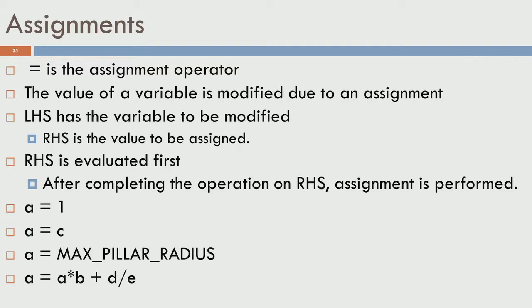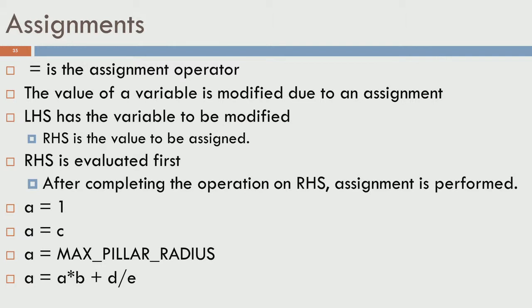The way it works is the left hand side is the variable to be modified and the right hand side is the value to be assigned. So, you have variable name equals value. If you have a equals 1 as the assignment statement, then 1 is the value that gets assigned to a. If you have a equals c, c could itself be another variable. You do not copy the character c into a, instead you go and look at the variable called c, look at the value that c contains and copy that value into a.